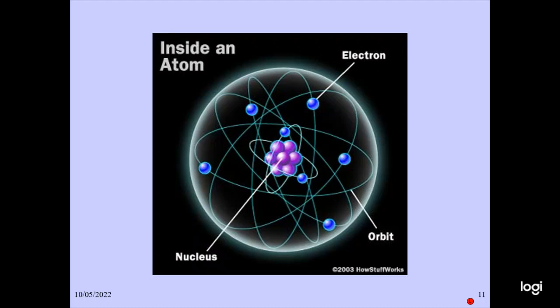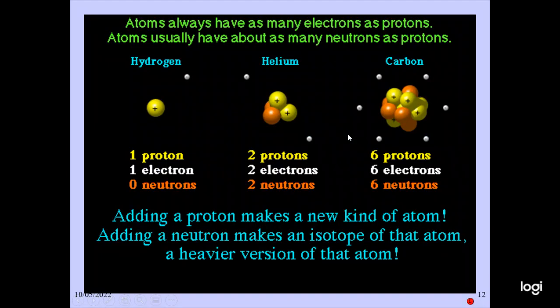So in this case, the middle part is the nucleus. The nucleus includes the proton and the neutron, and the electron moving around. So here is the orbit. This is a neutron, electron, those are the orbits. So this is the inside of the atom. The atom always has electrons and protons. Atoms usually have about as many neutrons as protons. So hydrogen is 1 proton and 1 electron.